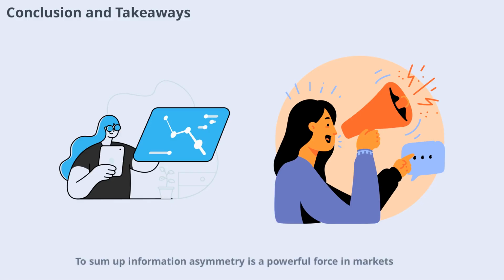To sum up, information asymmetry is a powerful force in markets, shaping everything from prices to trust. While it can lead to problems like adverse selection and moral hazard, there are many ways to address it, from regulation to technology. By understanding and managing information gaps, we can create fairer, more efficient markets for everyone.